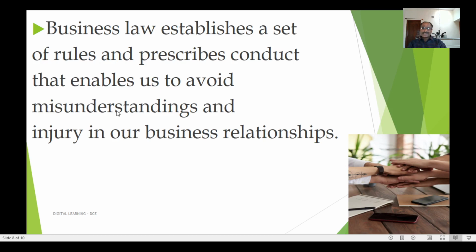If there are any misunderstandings between customers and business people, or between other business people, they can be rectified with the help of business law. It is common for business people to suffer loss because of injury done by other people, and that loss may be recovered as nominal damages or other types of damages from the parties who caused the injury. And also we can maintain good relationships with business people.